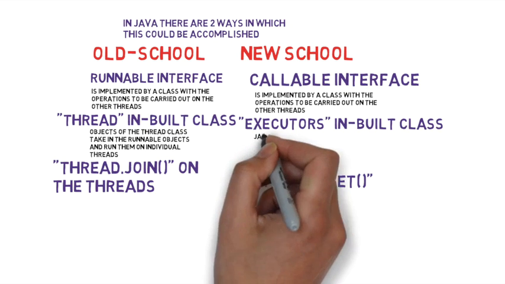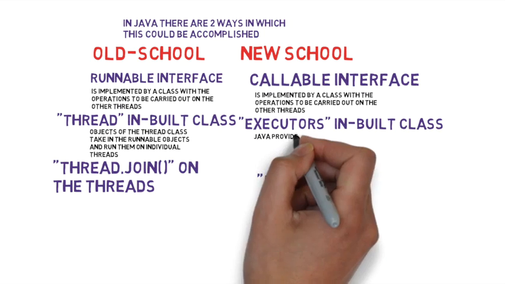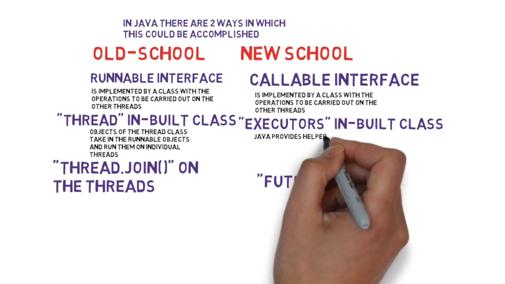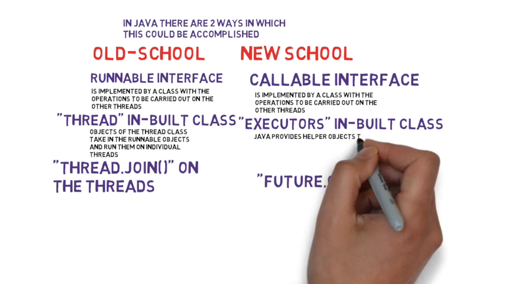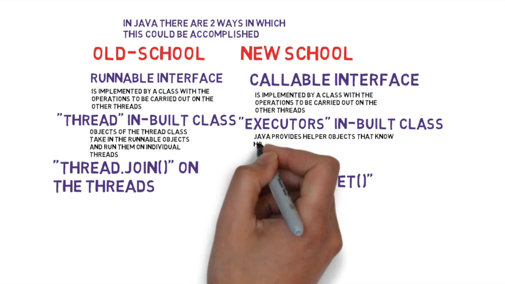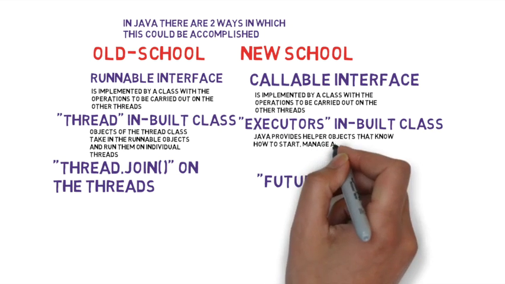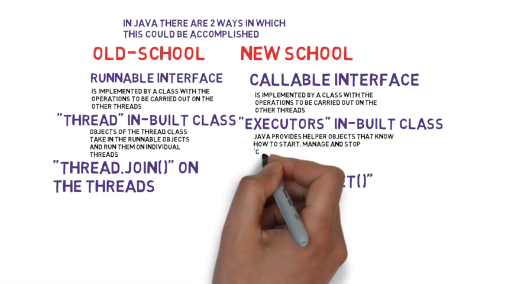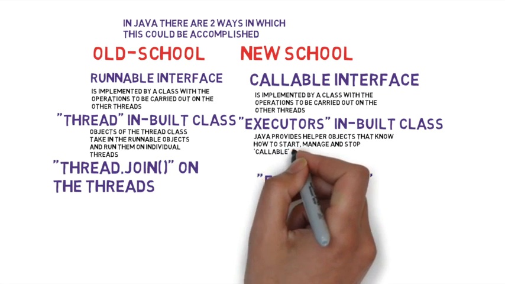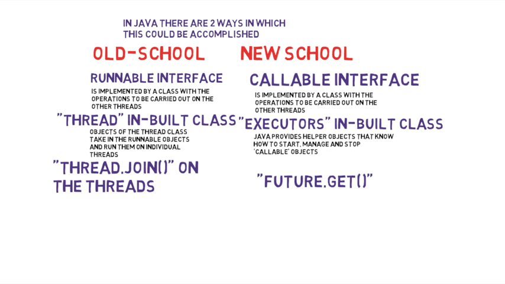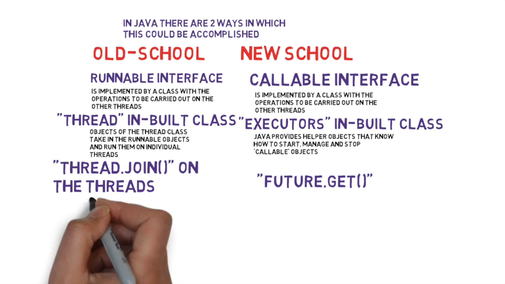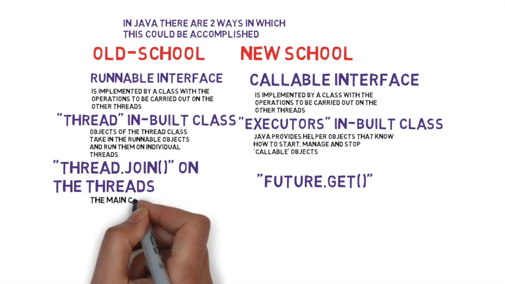In the new school way, on the other hand, you work with something called executors. Executors and the whole family of things that executors provide are helper objects that know how to deal with threads. You don't have to deal with every thread individually. A lot of helper classes, such as how to start, manage, and stop callable objects, are provided by this family of executors. Makes things much easier.